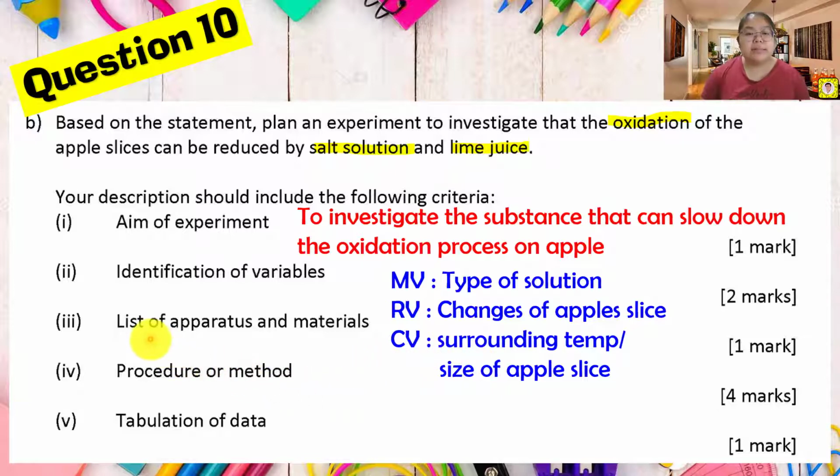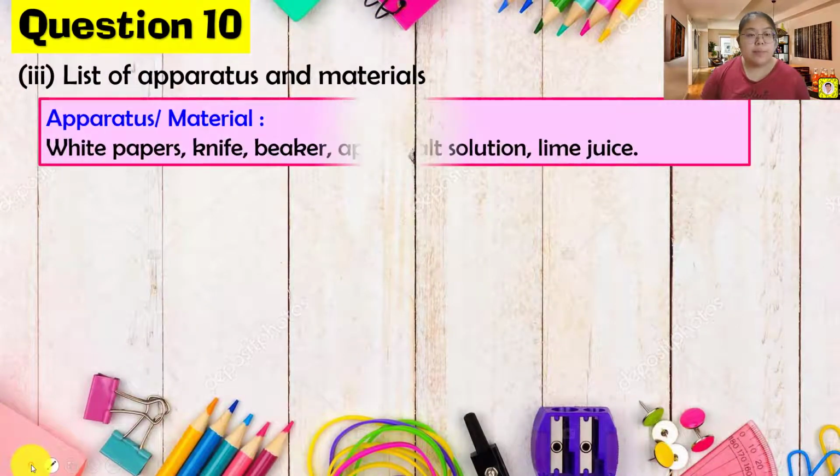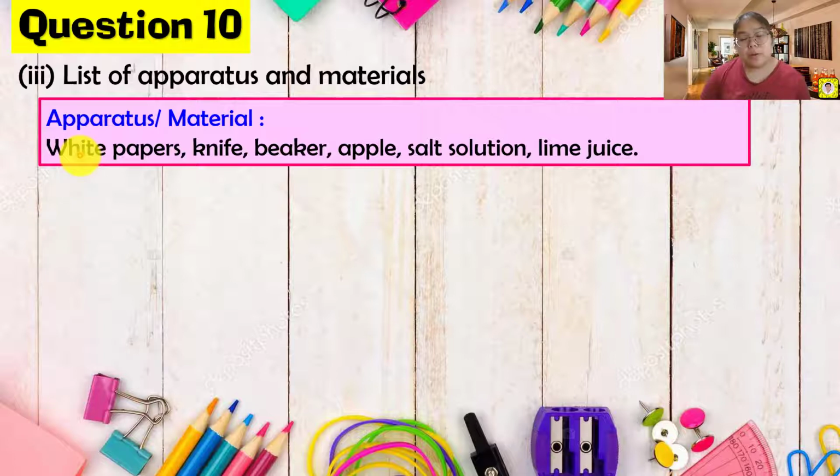Now we go and see the apparatus. What apparatus do we need to use for this experiment? Okay, let's see the apparatus. We're using white papers. Normally, we need to put the apples on the papers. Then we're using a knife to cut the apple. A beaker is to put the solution. Then we have apple, salt solution, and also lime juice. After that, we must do the drawing.